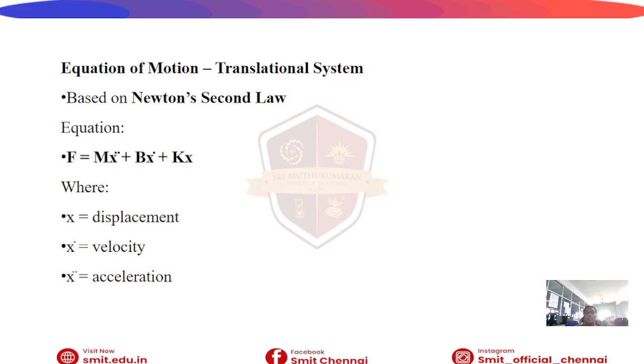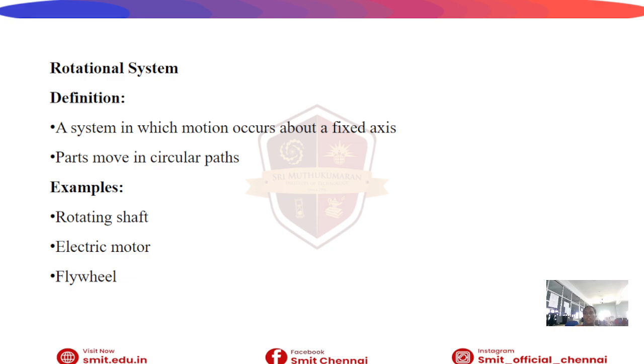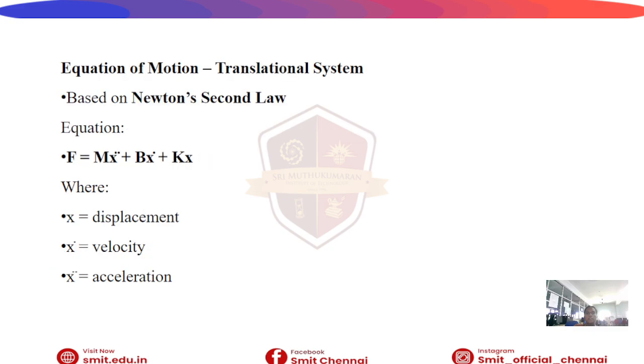Then, equation of motion in a translational system. Based on Newton's second law, the equation of motion is F equals m d square x divided by dt square plus b dx divided by dt plus kx, where x is the displacement. The rate of change of displacement is called velocity. The rate of change of velocity is called acceleration. This equation represents the balance between applied force and opposing force.